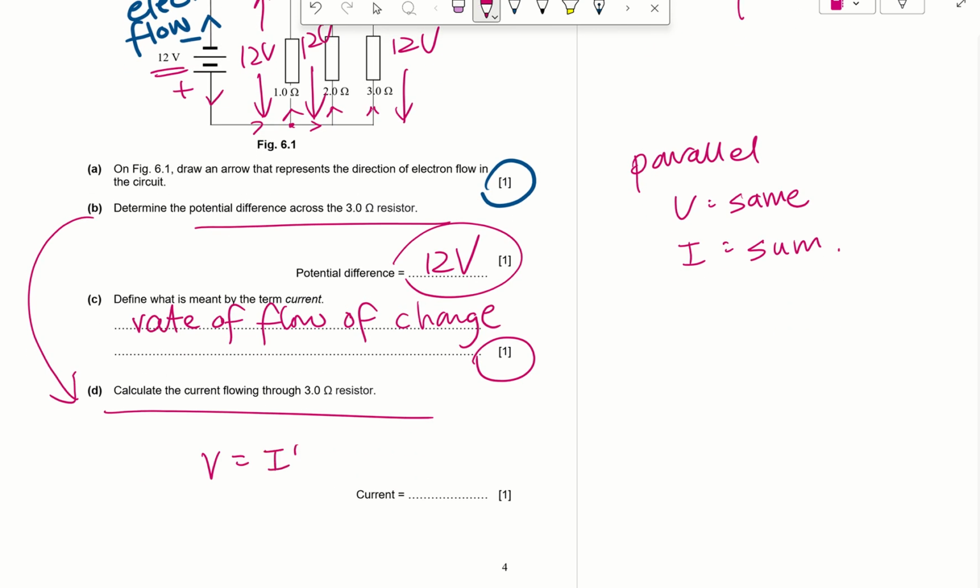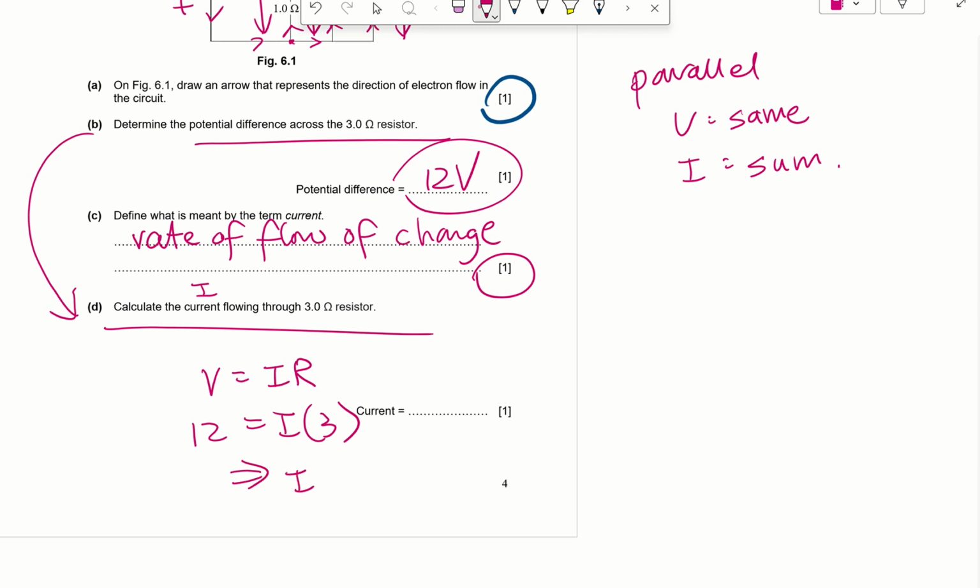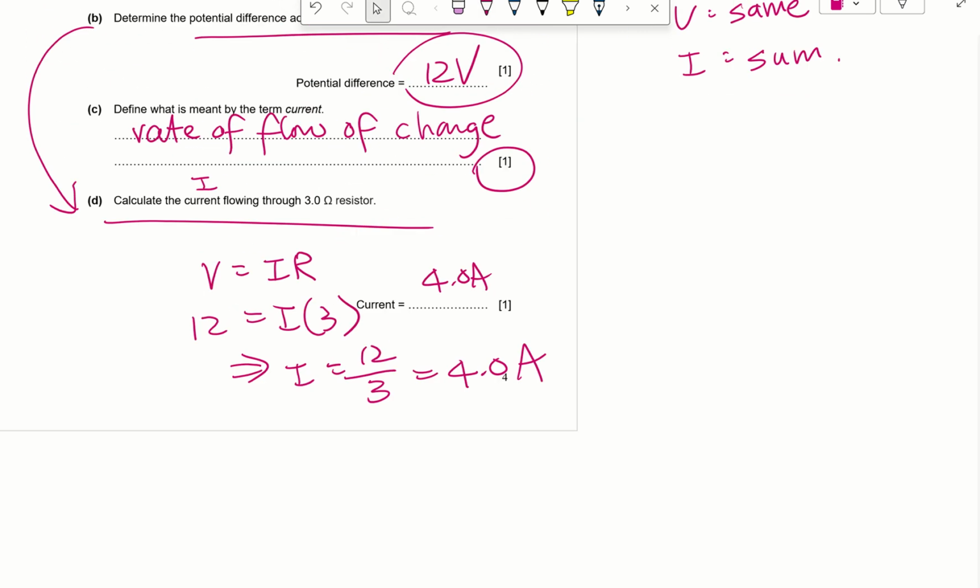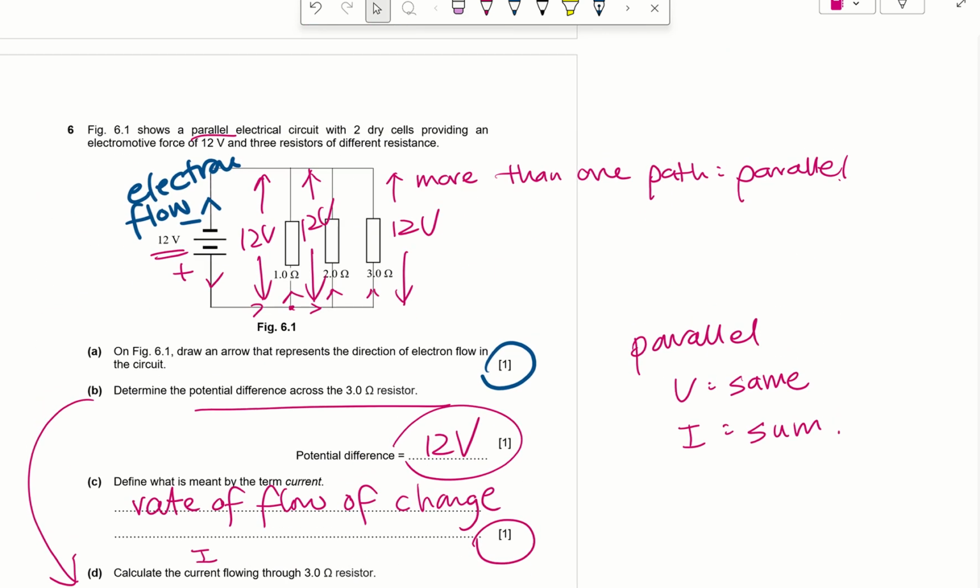Okay, so let us calculate the current flowing through the 3 ohm resistor. V equals to IR. I know that the voltage is 12. The current is unknown because it's I. The resistance is 3. Therefore, my current will be 12 over 3. Make sure you do your math properly. I'll get 4 ampere. Okay? And that's all for this chapter, for this worksheet. For this worksheet, we are actually talking more about the series and parallel connection. Okay, so it's important to take note of this.